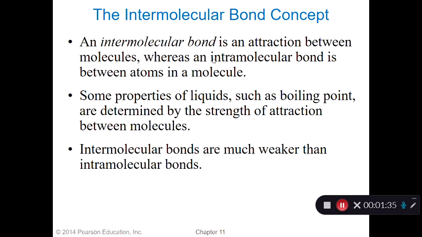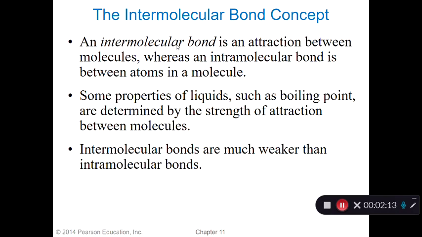Another term we may see here is intramolecular forces. For an intramolecular force, or bond, we are talking about attraction between two atoms. So two different forces: intermolecular forces, which we call IMF, between two molecules, and intramolecular forces, which in general we call bonds, between two atoms. In this chapter, we are going to focus on intermolecular forces.